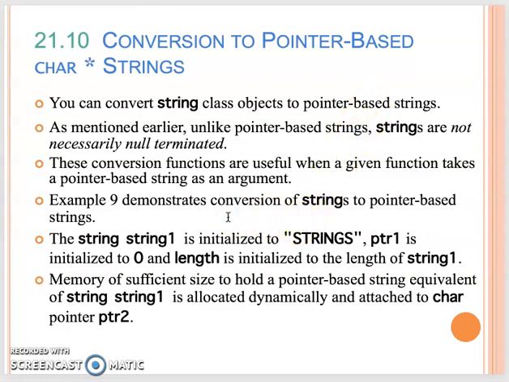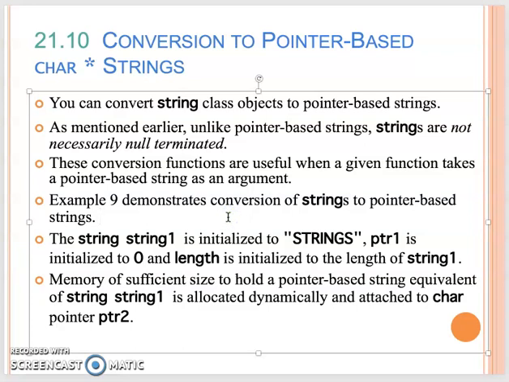The first one we can use is the c_str member function. Using this member function, we can convert our C++ string object to a C string, that's a character array. Or we will see how to use the copy member function as well. So we will see the next example, example 9.